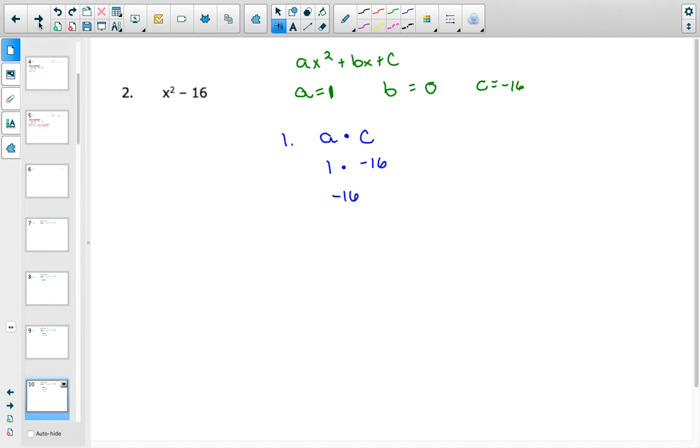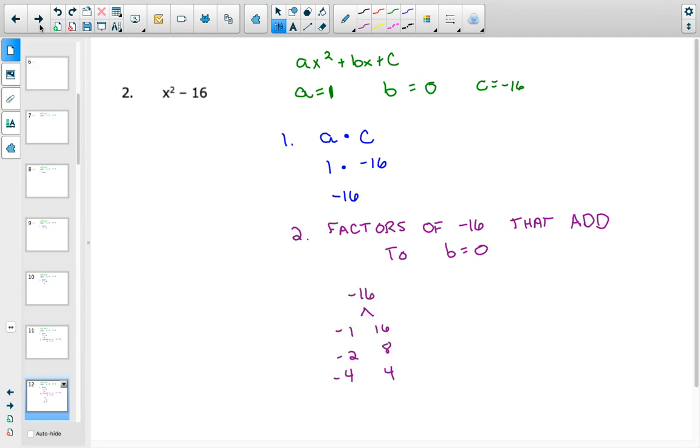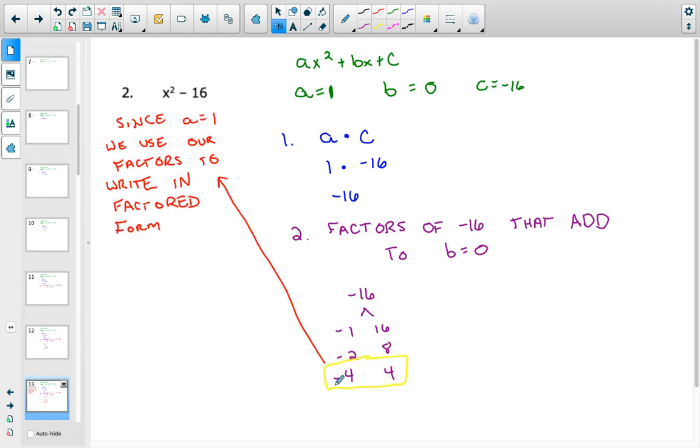And then I'm going to look for the factors of negative 16 that add to b, which is going to be 0 in this example, because b is 0. So I'm going to find all the factors of negative 16. That's negative 1 and 16, negative 2 and 8, negative 4 and 4. We're looking for the ones that add up to 0, which of course is going to be negative 4 and 4. If I add those together, they add up to 0.